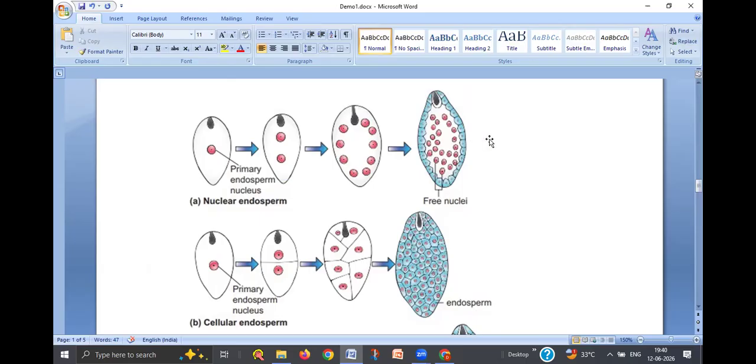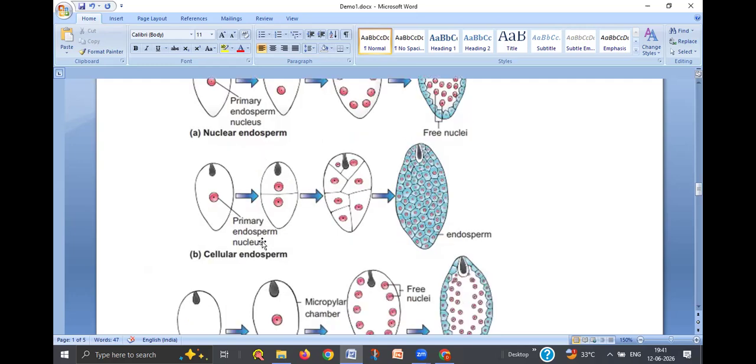Later, at the mature stage, there will be cell division or cytoplasmic division, and they form the cell wall. That is called copra. In the tender coconut, we see the water, which is nothing but nuclear endosperm. And in the case of cellular endosperm, from the beginning there is cellular division. Nuclear division is followed by cytoplasmic division and cell wall formation. So we see the formation of cells, and it is called cellular endosperm.